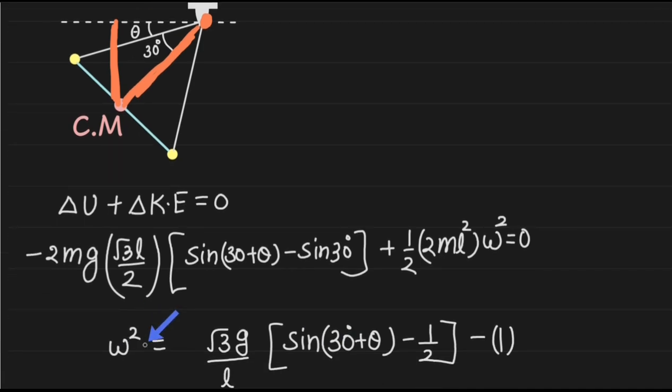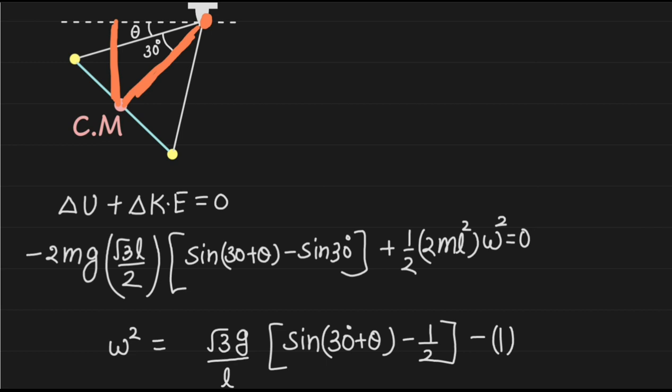So the value of omega square is known, but along the direction of tangent, we will be writing the net force along this tangent direction will be equal to mass into tangential acceleration, right? And tangential acceleration will be equal to radius of this center of mass multiplied by angular acceleration alpha. So we also need to determine the value of alpha, right?